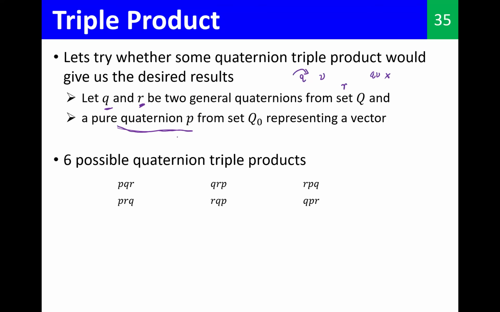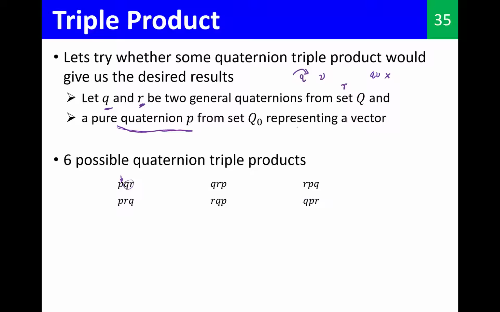Okay, so there can be 6 possible quaternion triple products. Let's say P is my pure quaternion and these are the two guys I introduced. So I can arrange them in different ways, right? There are 6 possible combinations: PQR, PRQ, QRP, RQP, RPQ.